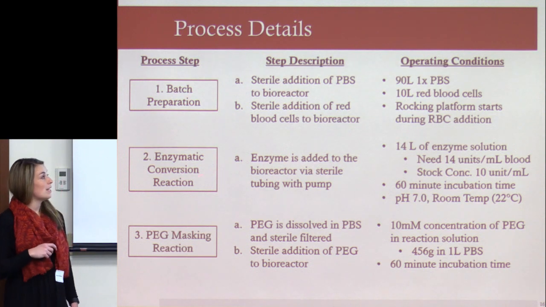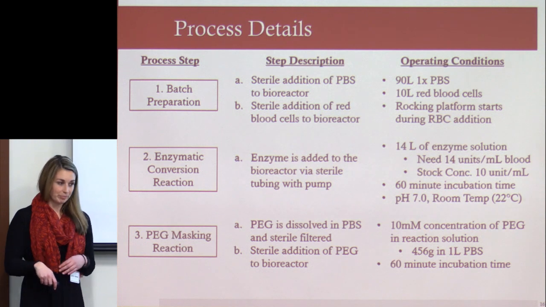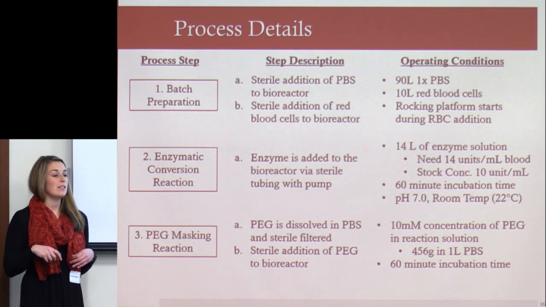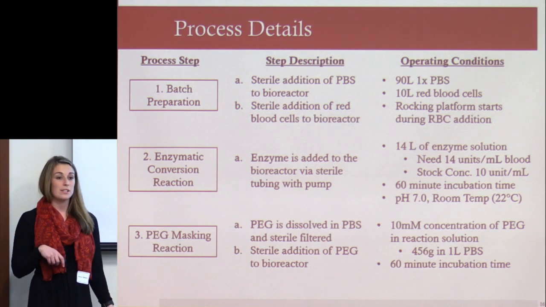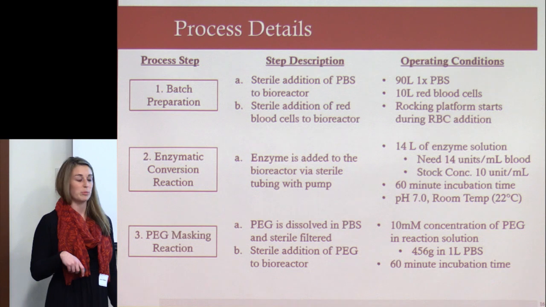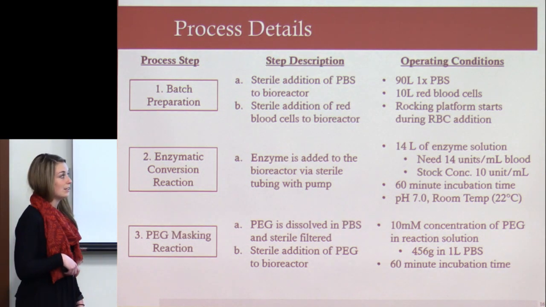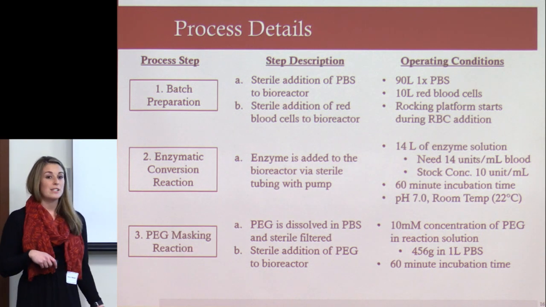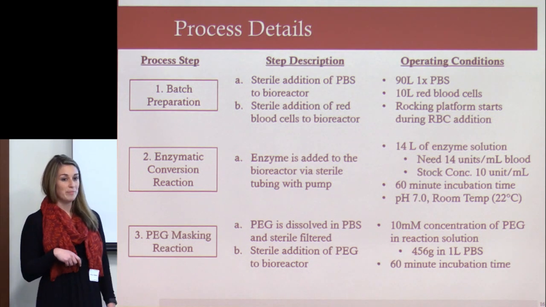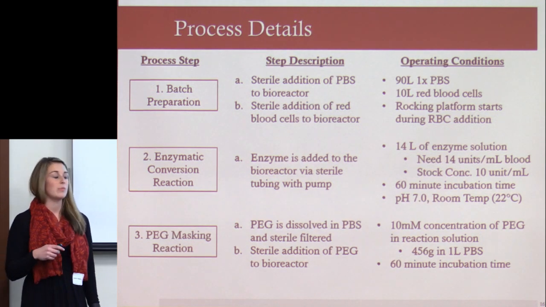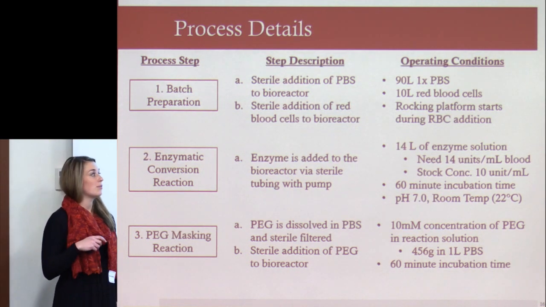So the second part is the enzyme conversion. We'll add 14 liters of enzyme into the reactor. Based on the known activity of the enzyme, you need 14 units of enzyme to convert 1 milliliter of blood. So at a stock concentration of 10 units per milliliter, we'll need a total of 14 liters in the reactor. The enzymatic conversion reaction has a 60-minute reaction time. So after the 60 minutes, we'll reach the maximum level of conversion. And this reaction can happen at neutral pH and room temperature.